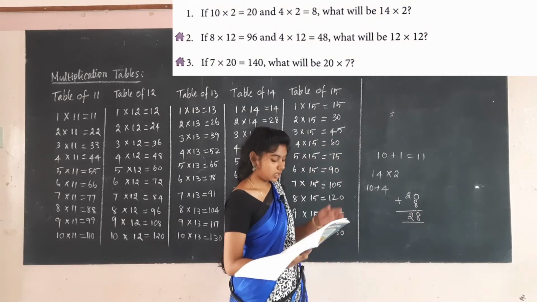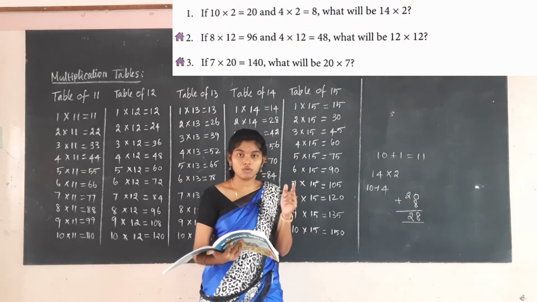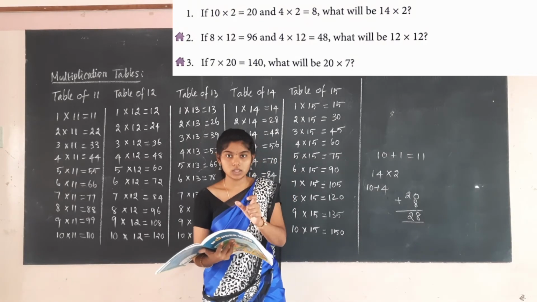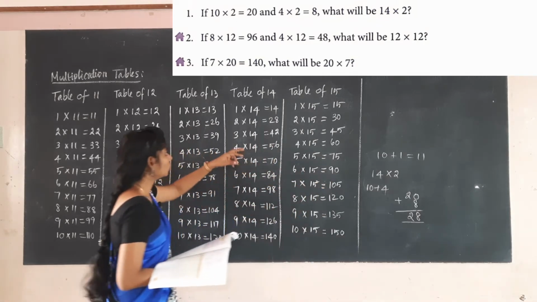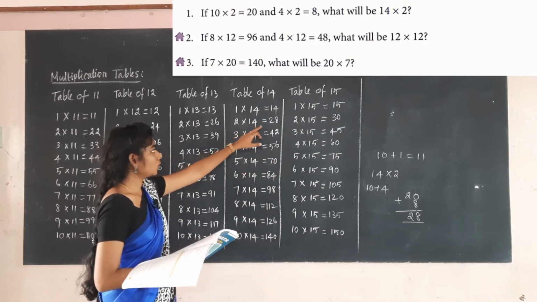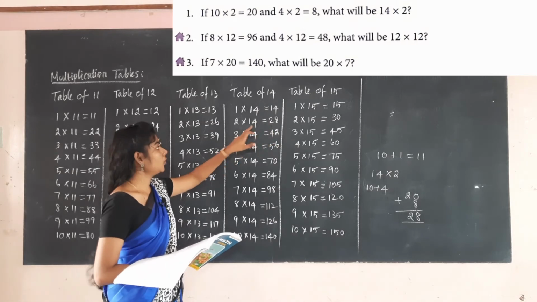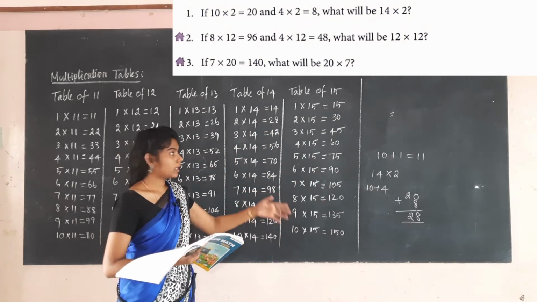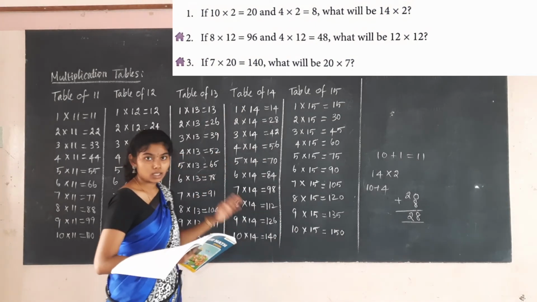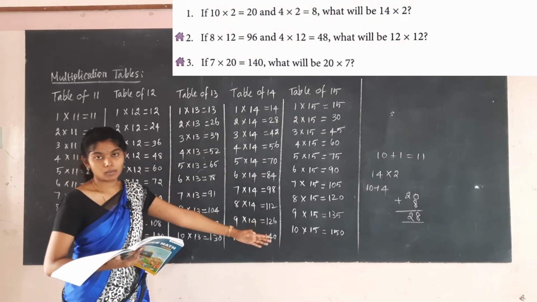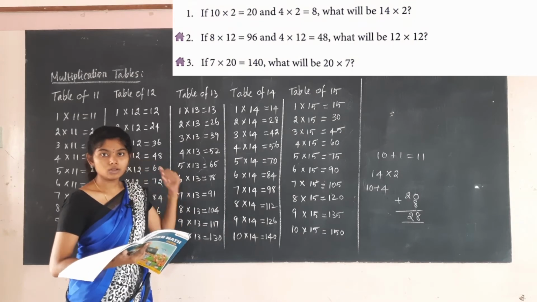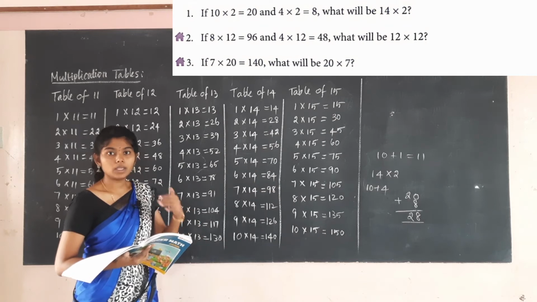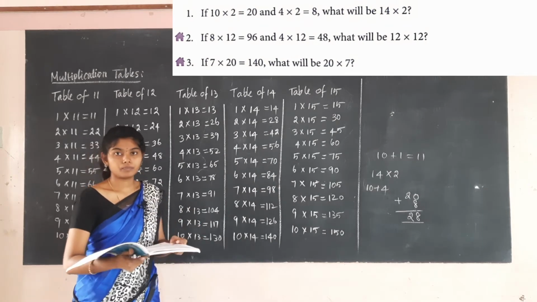So as it is given here, if 10 into 2 is 20 and 4 into 2 is 8, what will be 14 into 2? So 14 2s are, if you first know the tables, that is 2 into 14 is 28. If you know this one, you can directly apply it, or else you have to do it this way. So we can learn these by heart, from the 11 to 15th table. You already learnt up to the 10th table. From today you are going to learn from the 11 to 15th table. That will be easy for doing the problems.